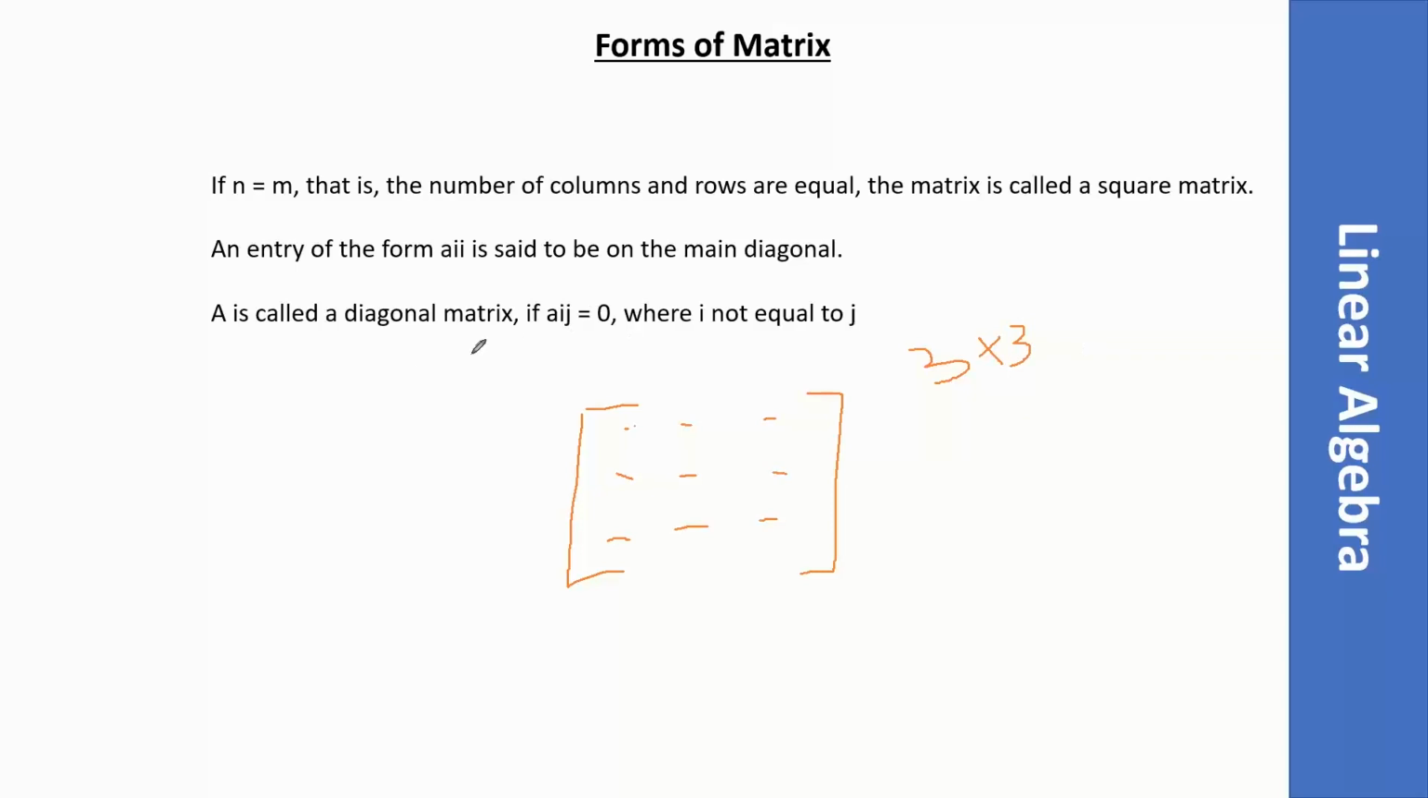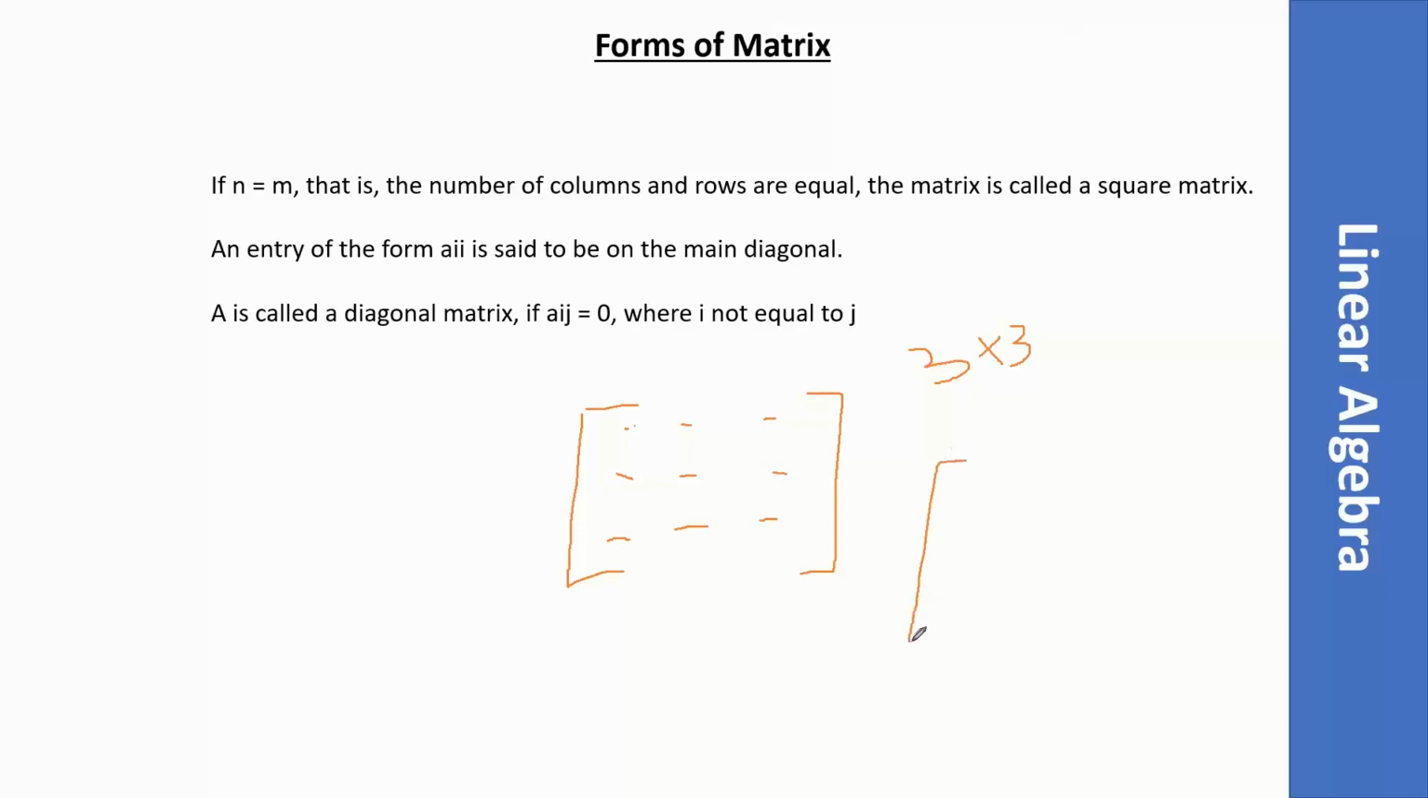A is called a diagonal matrix if Aij equals 0 where i is not equal to j. That means a diagonal matrix. An entry of the form Aii is said to be on the main diagonal.